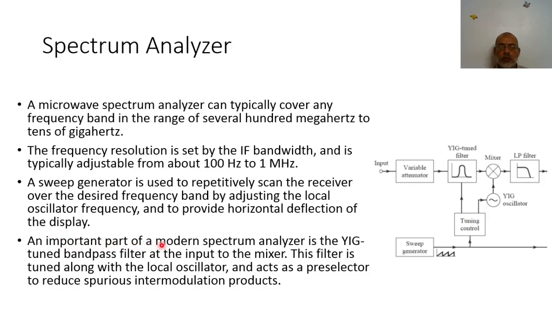An important part of the spectrum analyzer is the tuned band pass filter at the input of the mixer. This filter is tuned along with the local oscillator, and effectively the tuning between the filter and the local oscillator will reduce the effect of the intermodulation or the spurious intermodulation products. So this acts as a pre-selector for the input signal to reduce the spurious intermodulation products.